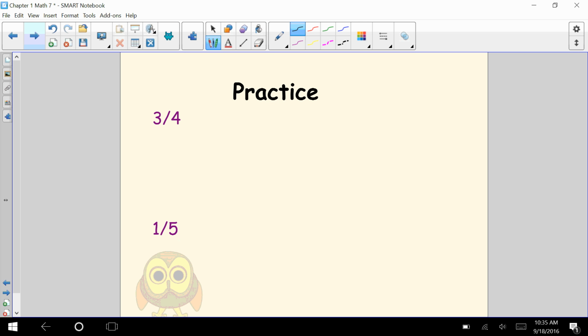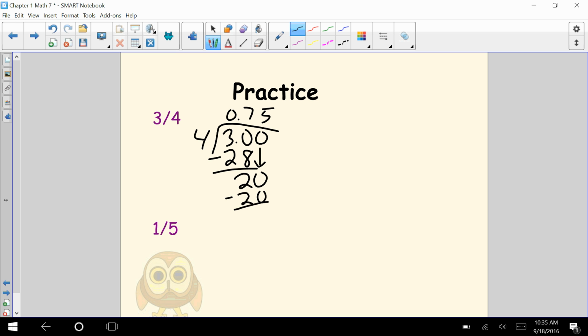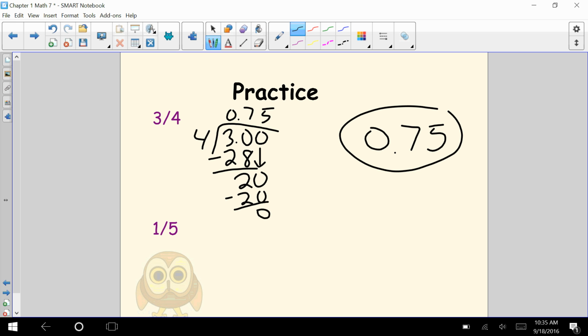For 3/4, I put the 3 underneath, the 4 outside. 4 does not go into 3, so I add a decimal and a 0 behind. 4 goes into 30 7 times, which makes 28 with 2 left over, so I add another 0 and bring it down. 4 goes into 20 5 times with nothing left over, so my answer is 0.75.